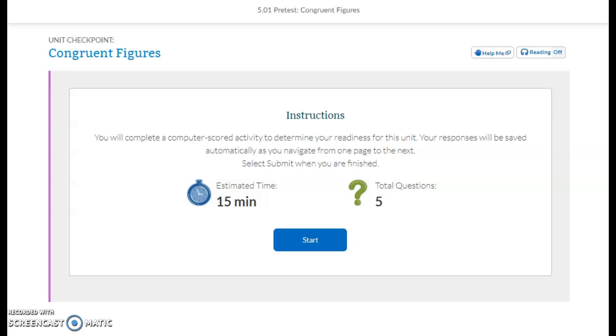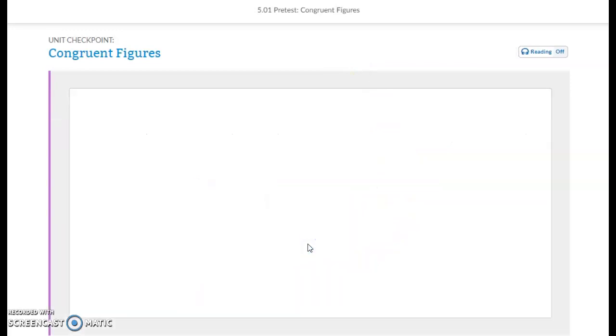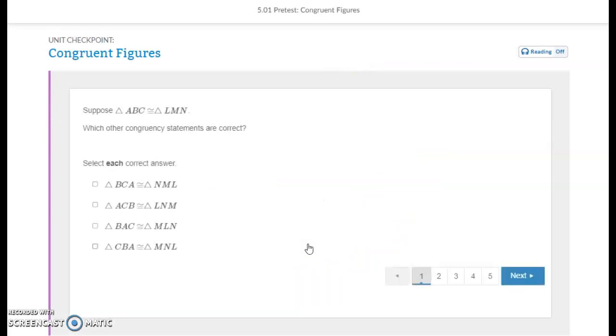Hey, geometry students. I wanted to go over the Unit 5 pretest because the questions asked on this test are asked a little bit differently than how I may have presented them to you, or how other teachers have presented them in videos on YouTube. So I thought I'd go through the answers to help you with your unit test.